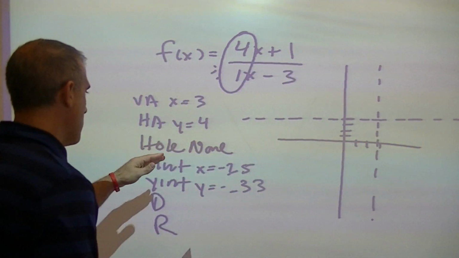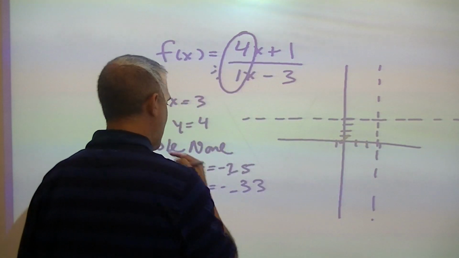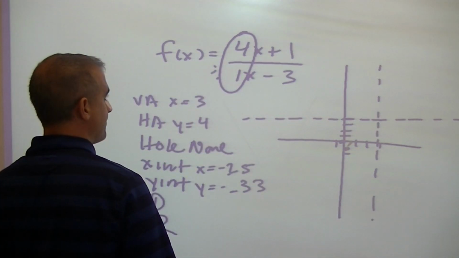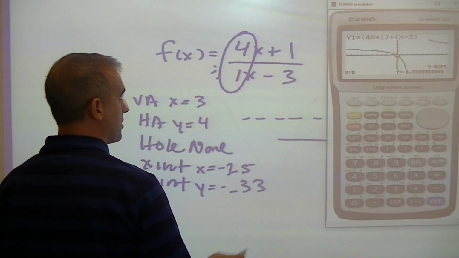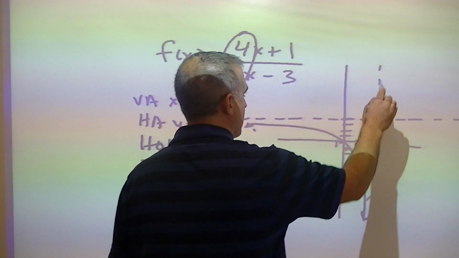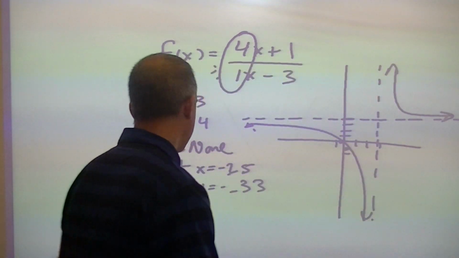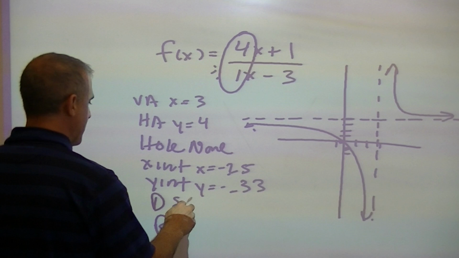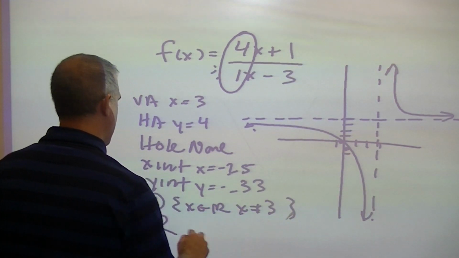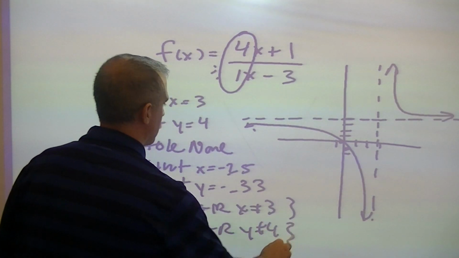Okay? There is no hole. X-intercept at negative 0.5, something here. Y-intercept at negative 0.3, which would be about here. Okay? If you look at the curves, one curve would go through that, and another curve would go through that. The domain would be x is an element of all real numbers. X can't be 3. Range would be y is an element of all numbers. Y can't be 4. Okay?